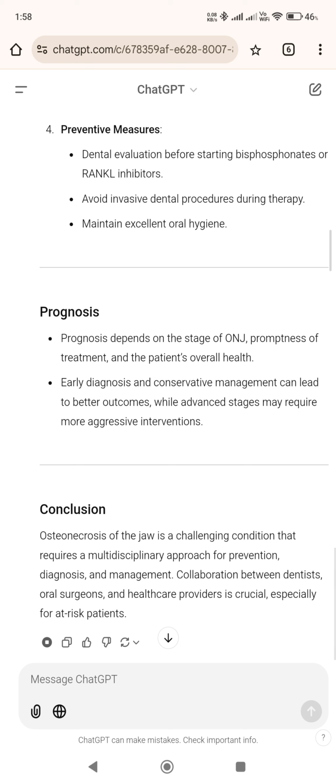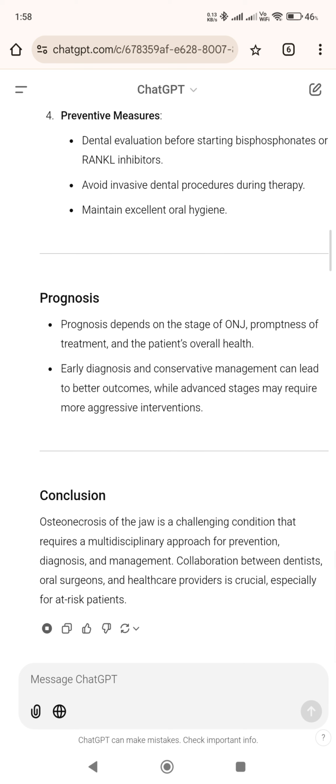4. Preventive measures. Dental evaluation before starting bisphosphonates or RANKL inhibitors. Avoid invasive dental procedures during therapy. Maintain excellent oral hygiene. Prognosis. Prognosis depends on the stage of ONJ, promptness of treatment, and the patient's overall health. Early diagnosis and conservative management can lead to better outcomes, while advanced stages may require more aggressive interventions.